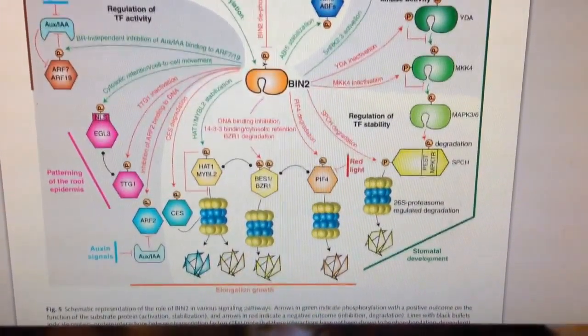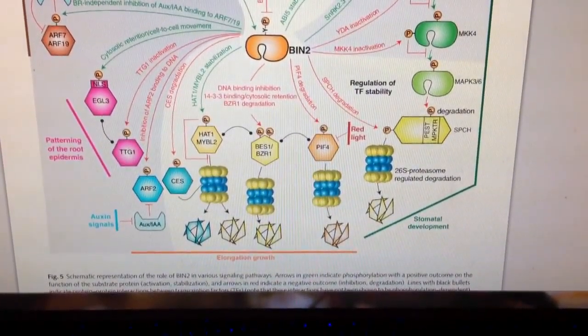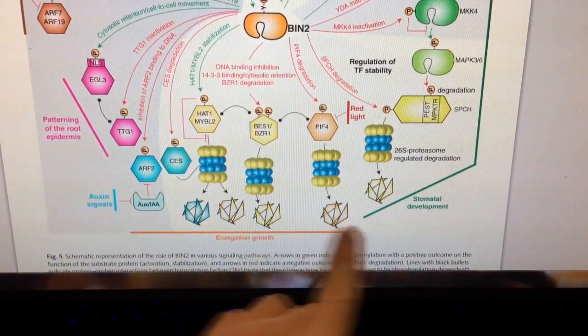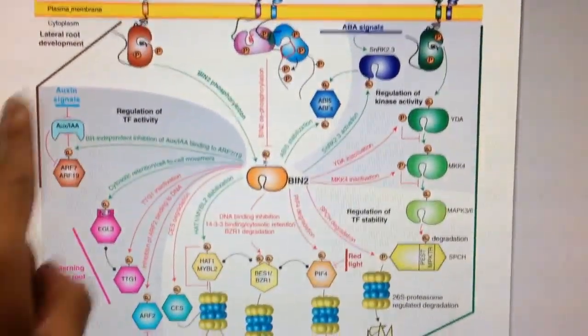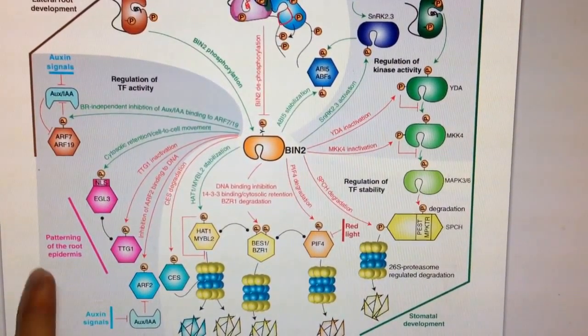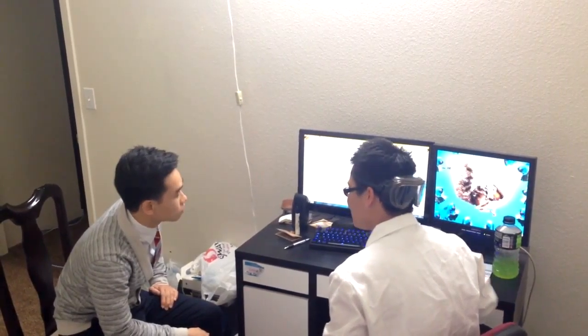Overall, the activation of BRI1 and BIN2 results in various cascades leading to elongation growth, stomatal development, lateral root development, auxin signaling, and patterns of root epidermis. Well, that's BRI1 in a nutshell.